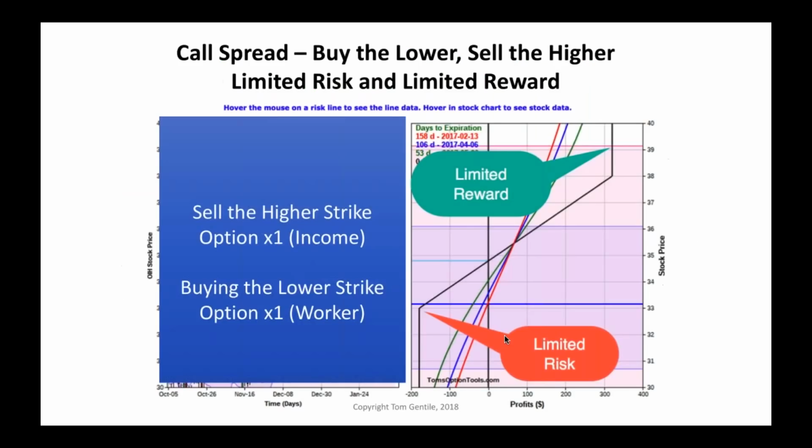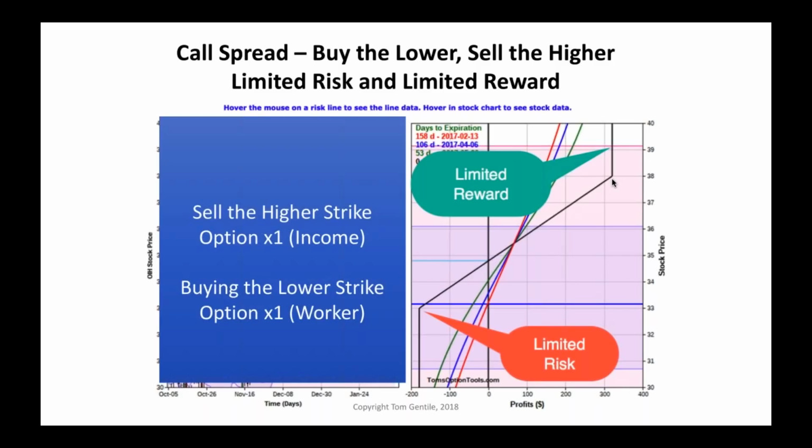So here's what a risk graph will look like. And we pulled this right off of our tools, tomsoptiontools.com. You buy the lower, sell the higher. And this is an example of buying a lower and selling a higher. And you can see what your risk is if the stock in question goes down. And then as the reward happens, you can see this actually starts to go into a profit potential. But eventually, it's going to hit an area where you can't make any more. And that's because you sold that higher strike. So you've capped how much you can make.